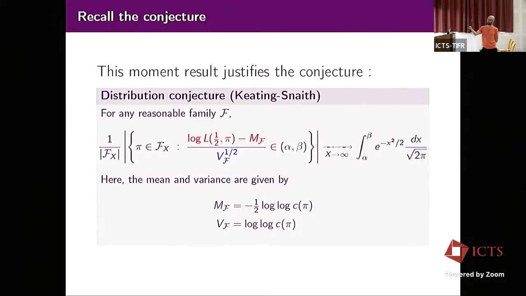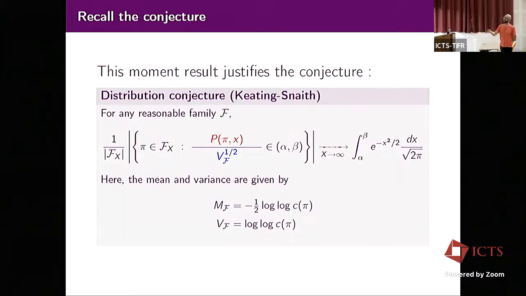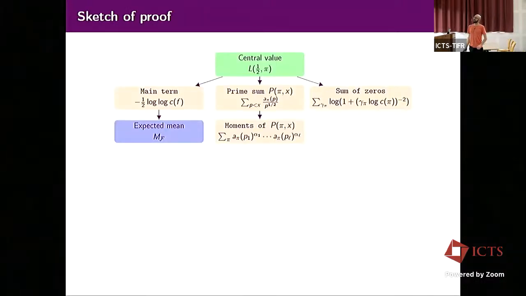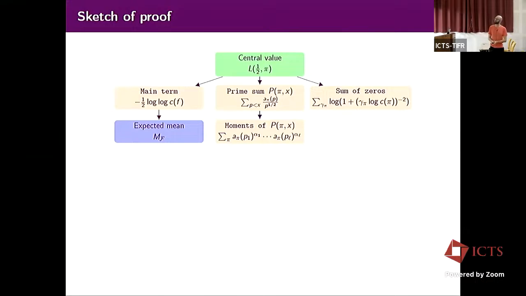So that justifies the conjecture. By the explicit formula, this is the sum over primes. And by what we just said, normalizing, this is the square root of log x that I will take to be the conductor. And conjecturally, that will be exactly the normal law, and the loss will come because it's not exactly p here, but there is this sum over zeros that we need to bound away. Okay, let's try to study now to prove that statement.